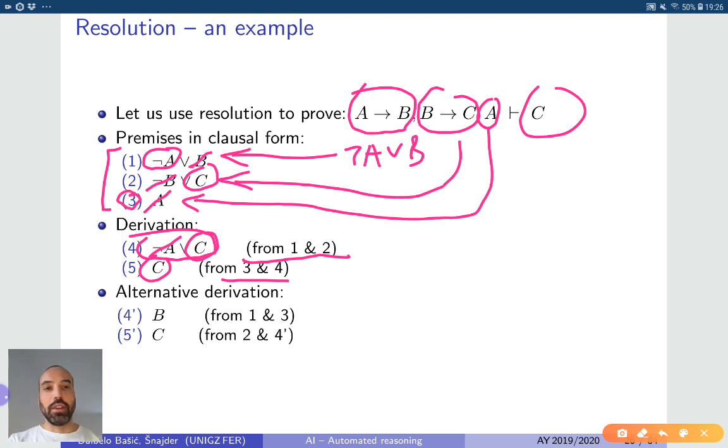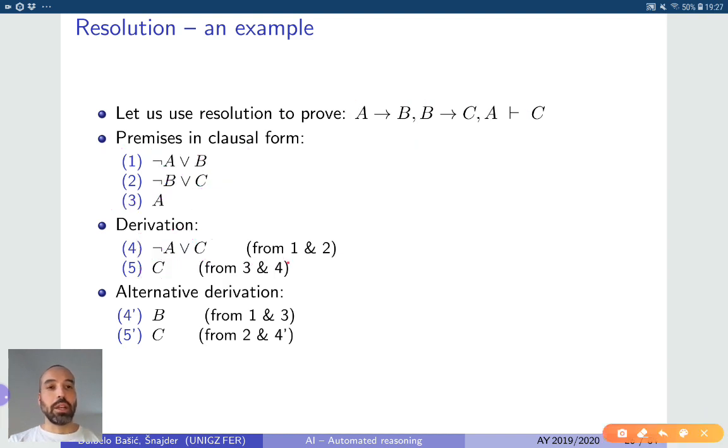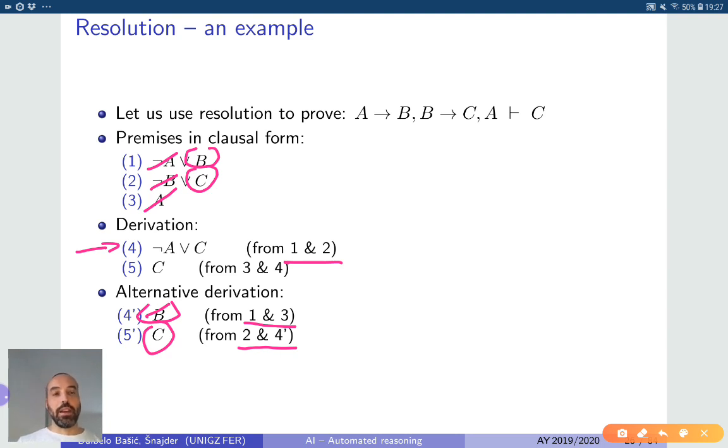The alternative derivation would be, instead of combining 1 and 2 as we've done here, to combine 1 and 3, right? So A and not A get cancelled. I'm left with B. That's going to be my fourth clause here. And then I can combine 2 and 4, so it's not B and B, right? And this gives me the C, which is my fifth clause here. Again, same deductive consequence.